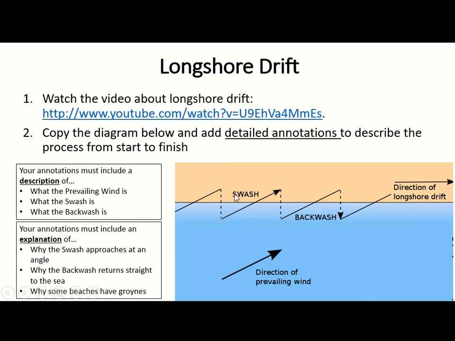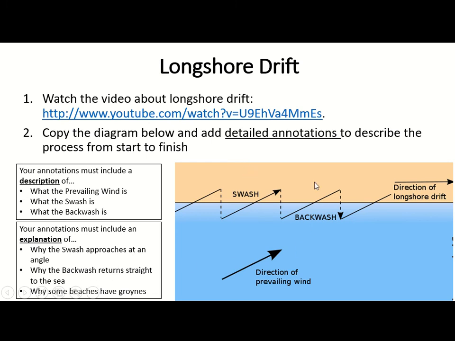So back to the swash, which we know is the waves that go onto the beach. Why is it approaching at an angle? Well, simply, the swash is the waves, and the waves are driven and created by the wind, and we're going to do a bit more about that in session 3. So the waves approach the beach at an angle because that's the direction of the wind. Okay, so why do they approach at an angle? Because the wind pushes them in that direction. That's all you need to write.